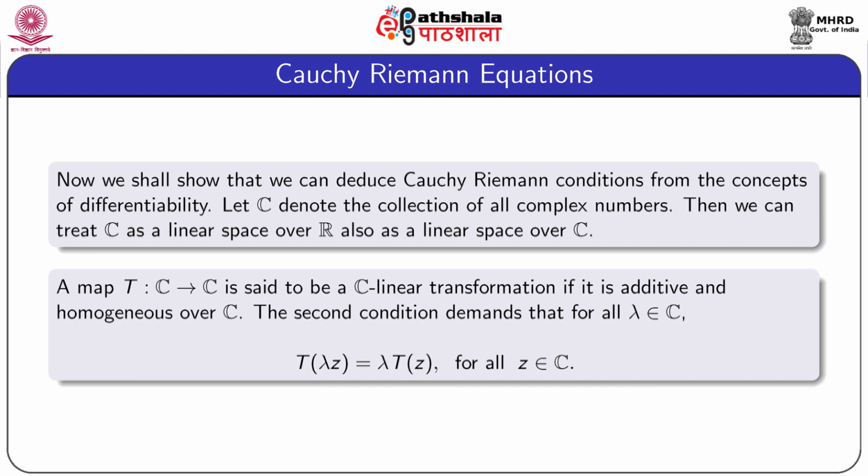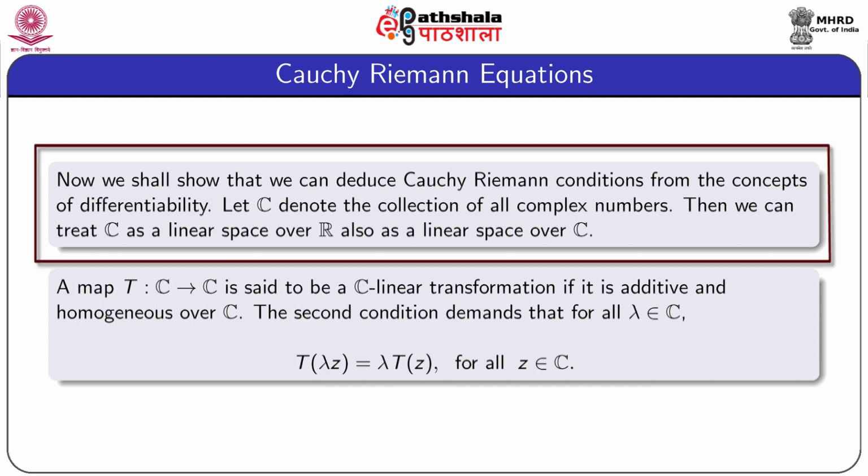All of us are familiar with Cauchy-Riemann conditions, which deal with differentiability of a complex valued function of a complex variable. We show how the differentiability of functions of several real variables plays an important role here. By C, we denote the collection of all complex numbers. We can treat C as a linear space over R as well as a linear space over C.